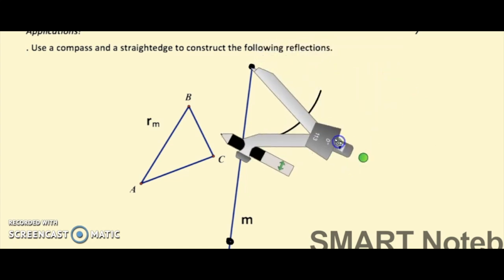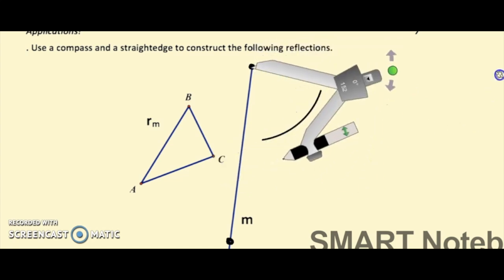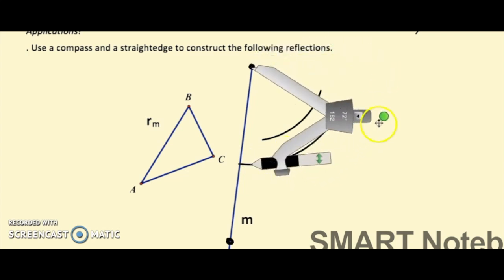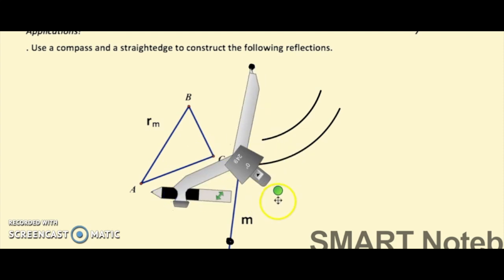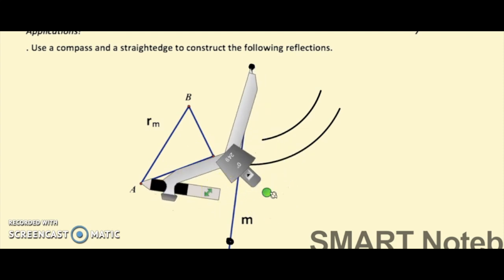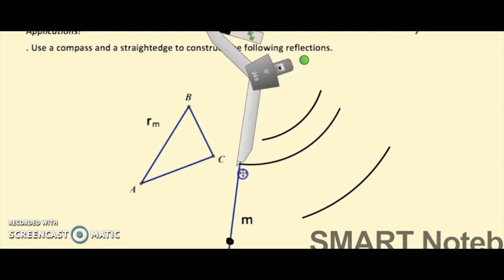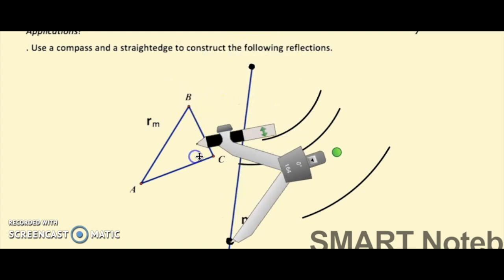Now I'm going to measure from that same point to C, flip that over the line of reflection and draw an arc. And do the same to A, because remember that this reflection should preserve distance. Flip that over my line of reflection and draw an arc. Now I'm going to flip my compass down to my other endpoint that I put on there, and I'm going to repeat the same exact thing.